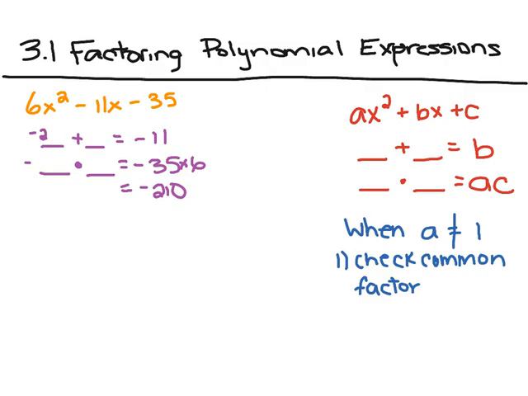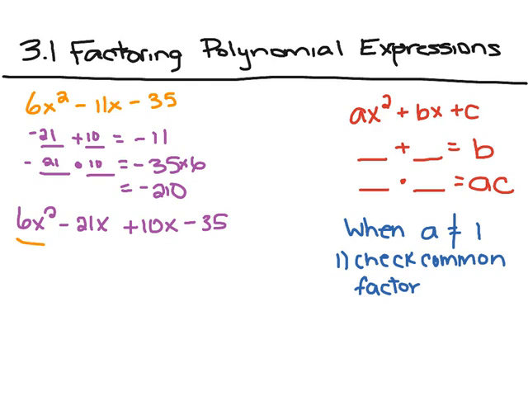So if you look at negative 21 times 10, this satisfies both equations. So we want to write this in the form so that common factors are beside each other. So we have 6x squared minus 21x plus 10x minus 35.